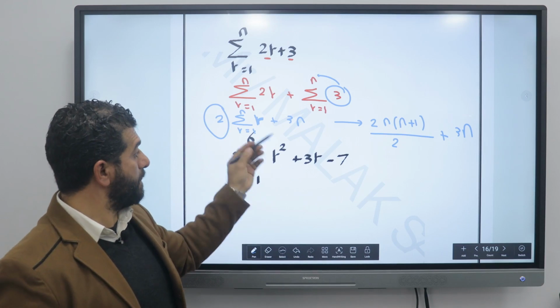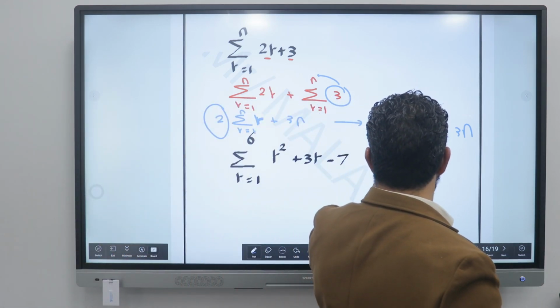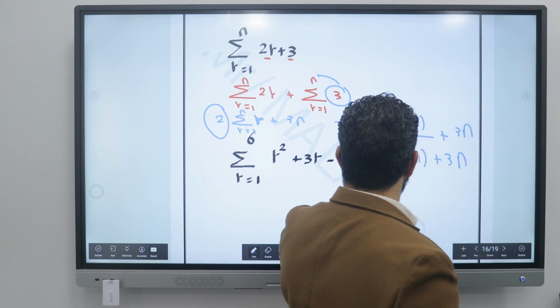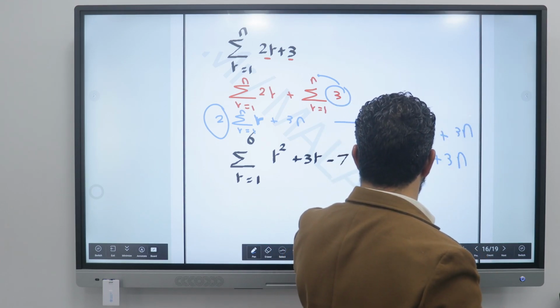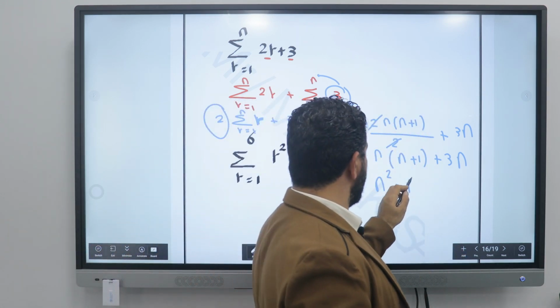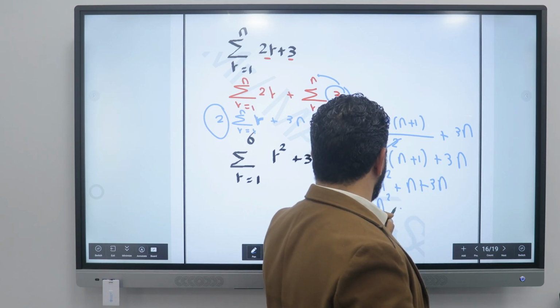Okay, do you with me? So cancel 2 and 2. You will end up with n multiplied by n plus 1 plus 3n. And n times n is n to the power of 2, plus n times 1, I'm just expanding, is n, plus 3n. We ended up with n to the power of 2 plus 4n.